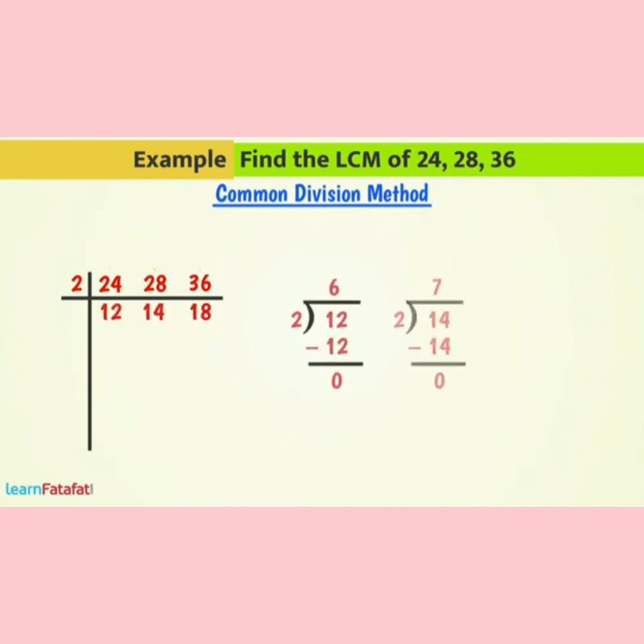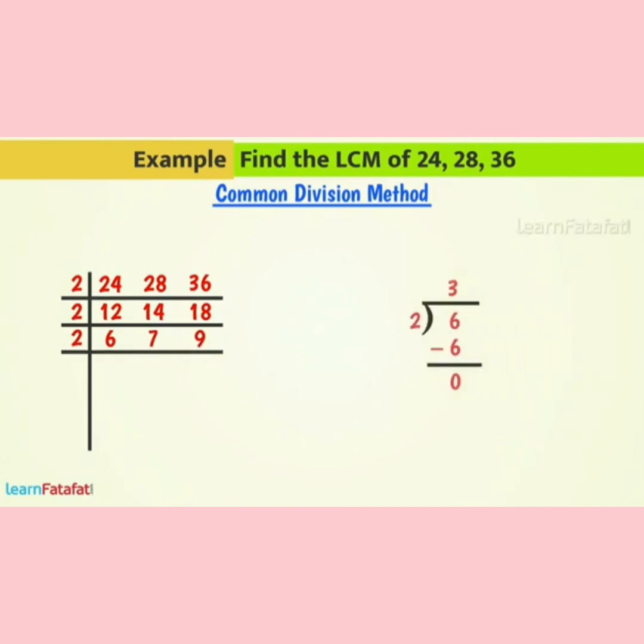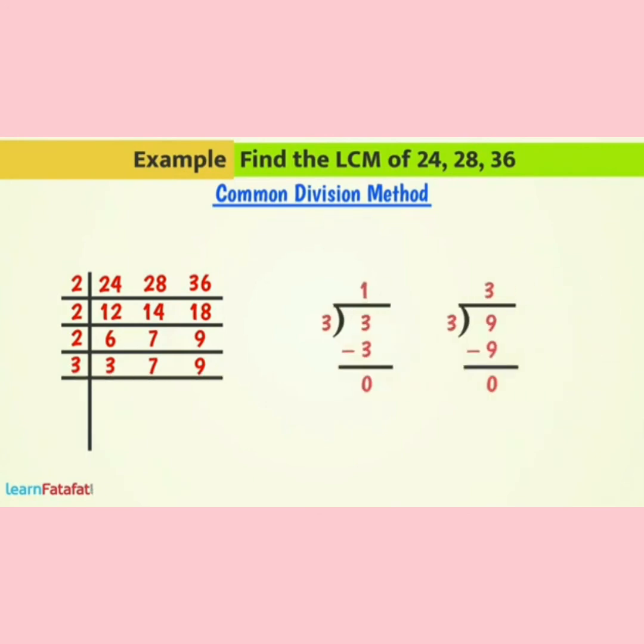Again we can divide them by 2. So let's write 2 here. Quotients of division will be 6, 7 and 9. Again divide by 2. Write quotient 3. Carry 7 and 9 to the next row since these are not divisible by 2. Now, as there is no number which can be divided by 2, take the next prime number 3. As 3 can divide 3 and 9, let's write it here and the quotients of division, 1 and 3, in the next row. Also carry 7 to the next row.